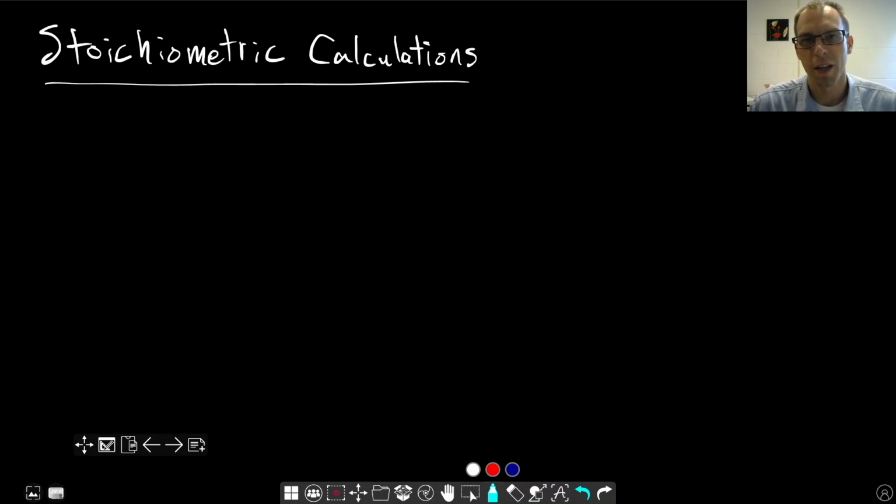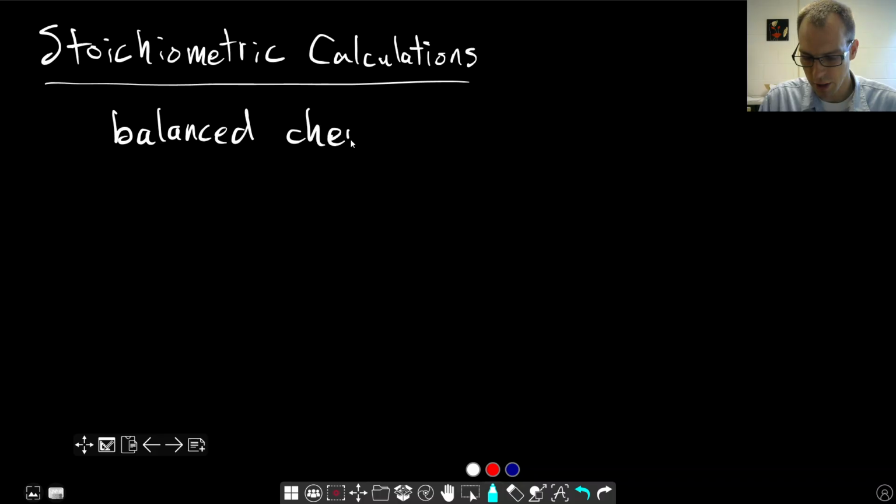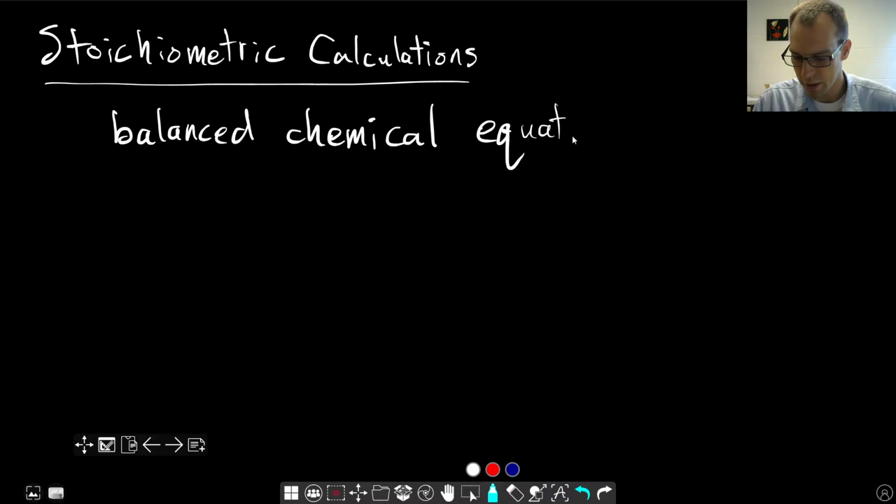The next step we're going to take, now that we have talked about the idea of moles and balanced chemical reactions, is what we call stoichiometric calculations. And the idea here is that if we have a balanced chemical equation, we can use it to calculate amounts of products or reactants that we would either need or expect based on that balanced chemical equation.